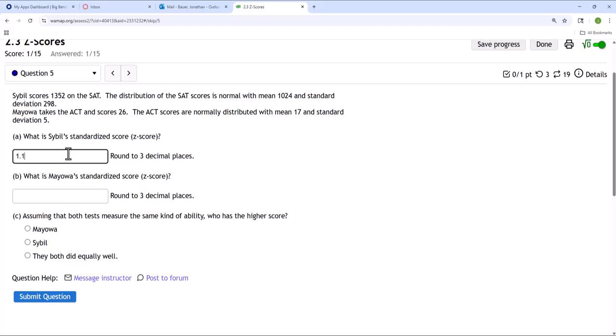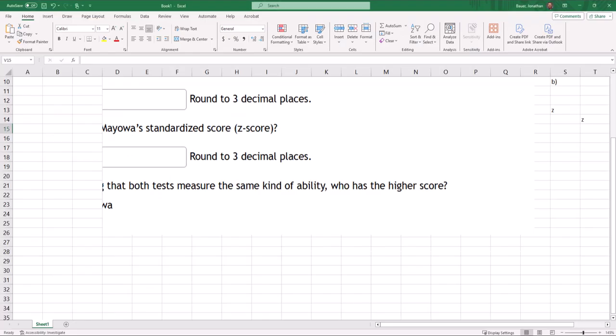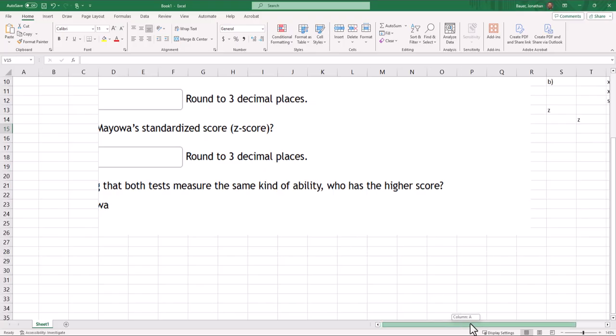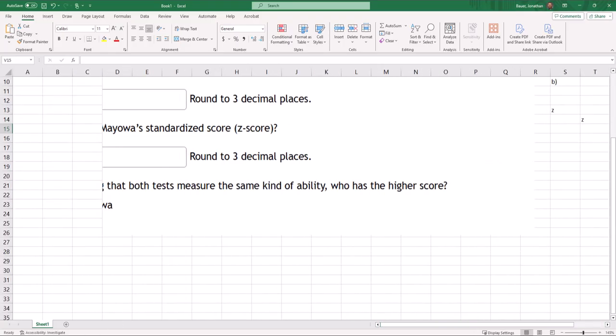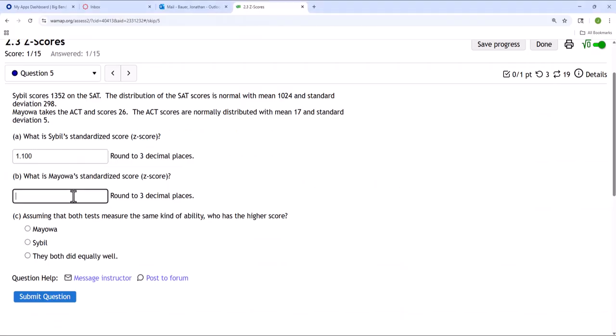So this was 1.100, 1.8. Assuming both tests measure the same kind of ability, who has the higher score? So this one is higher, something like that.